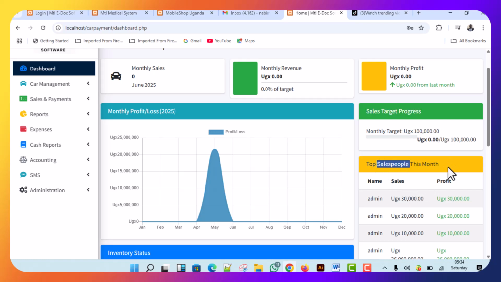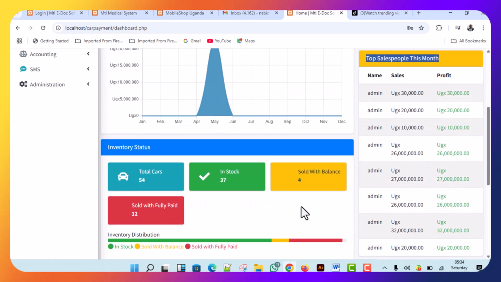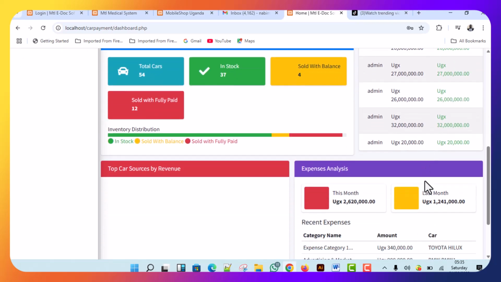Then top sales person, showing you each person and how he's performing in terms of sales. Let's say admin 1, when he logs in and does his work, how many cars has he sold, and how much profit has he made.